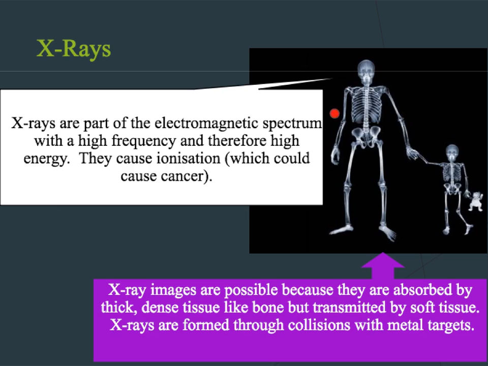X-ray images, such as the image here, are possible because they are absorbed by thick, dense tissue like bone, but easily transmitted through soft tissue. This means that the areas where the X-rays are absorbed will appear on the X-ray scan. X-rays are then formed through collisions with metal targets behind where the X-ray has been taken.